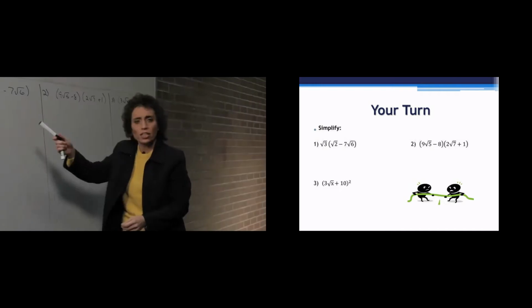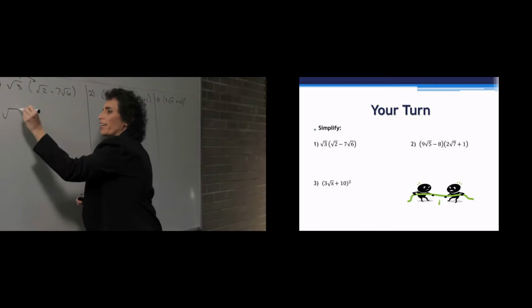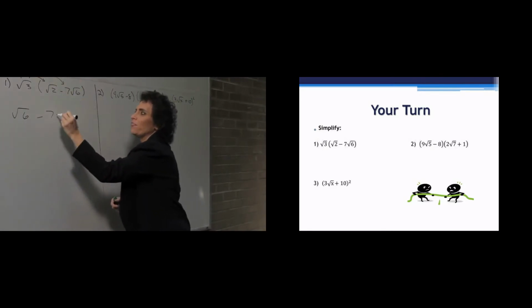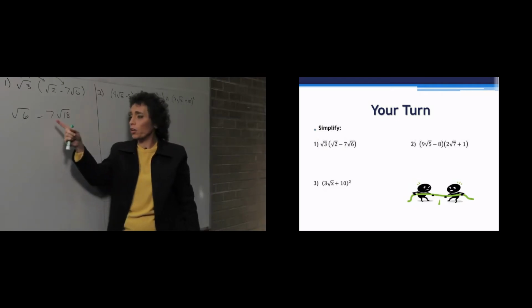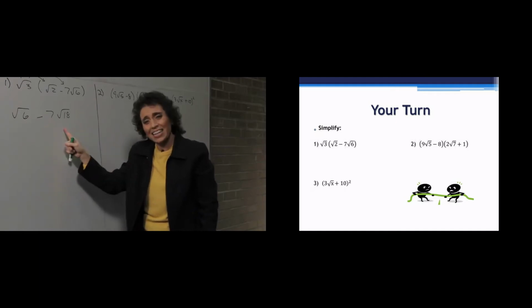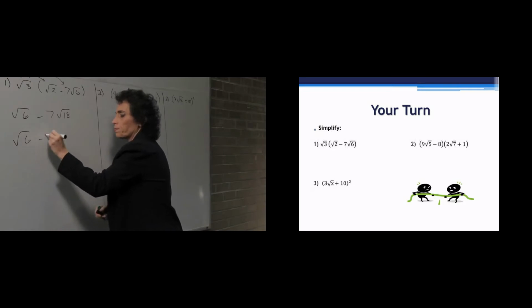All right, let's take a look at this. I'm going to distribute. This is just like before. Square root of 6, okay? And this is a positive times a negative, which is a negative 7 square root of 18. Are you done? Well, let's talk about that if we're done or not. Square root of 6, we know 6 cannot be simplified, but 18 can. Square root of 9 times square root of 2. So here we go.